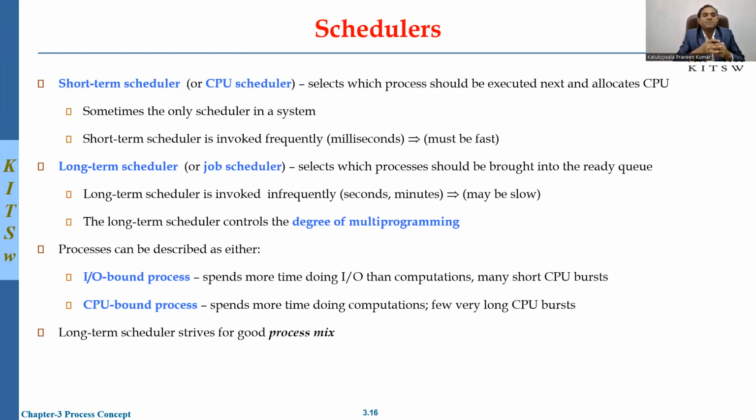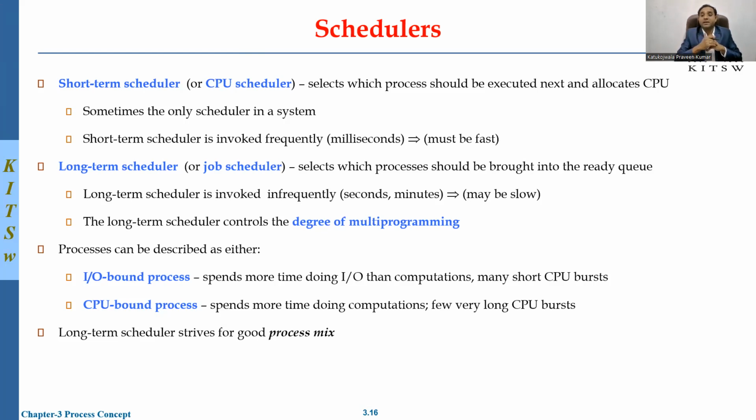It is very slowly it will be selected. If there are no jobs in the short-term scheduler, then sometimes the CPU will go for the long-term scheduler if there is anything, right? The long-term scheduler controls the degree of multi-programming.